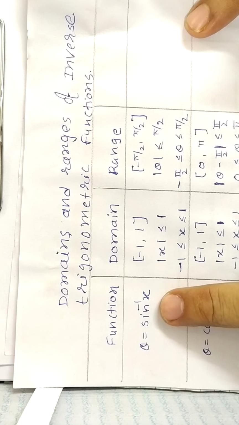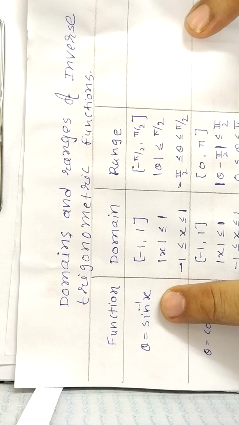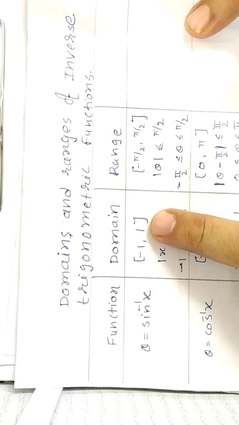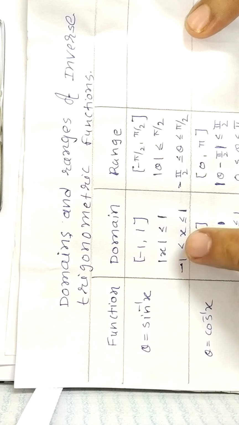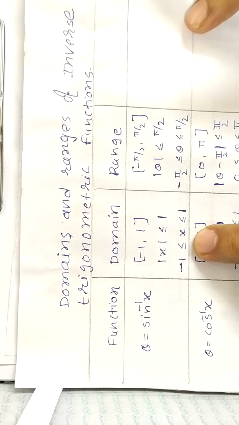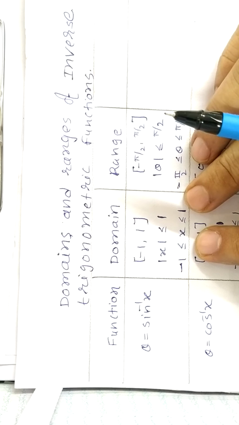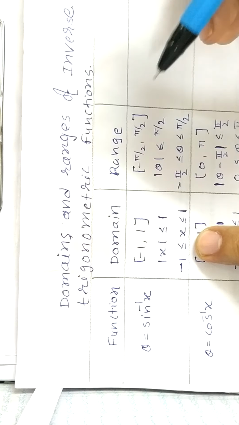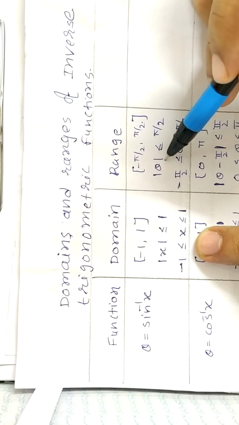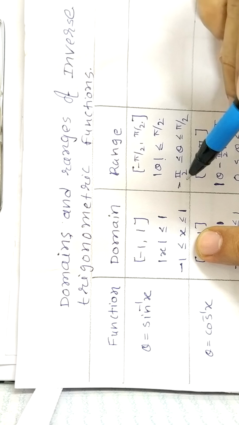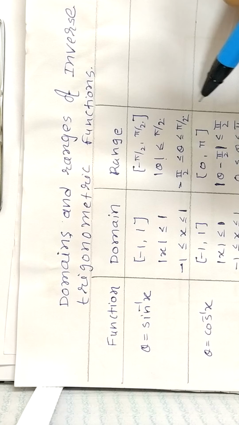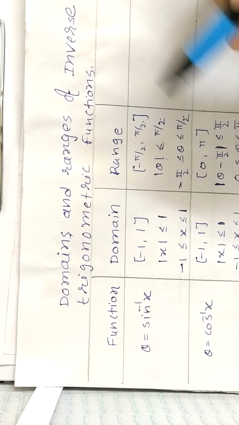For example, sin inverse x. The domain of sin inverse x is minus 1 to plus 1. It is in interval form, it is in modulus form, and it is in inequalities form. Minus pi by 2 to plus pi by 2, mod theta less or equal pi by 2, minus pi by 2 to plus pi by 2. So this is the range of sin inverse. We can explain in 3 ways.